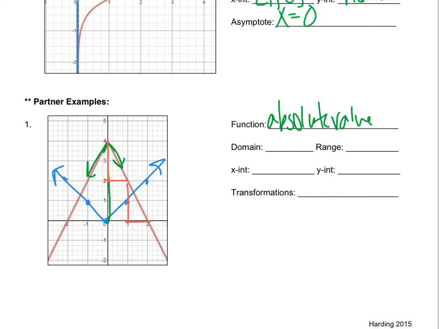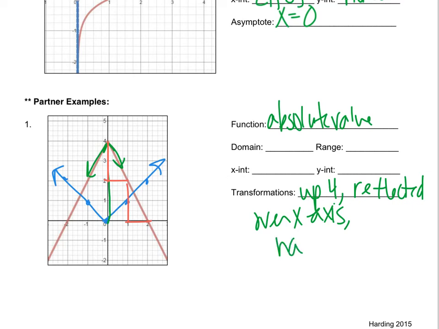So let's go ahead and write these down. We went up 4. We reflected over the x-axis. And then our graph got narrower. So you can just sum it up by saying narrower or wider.